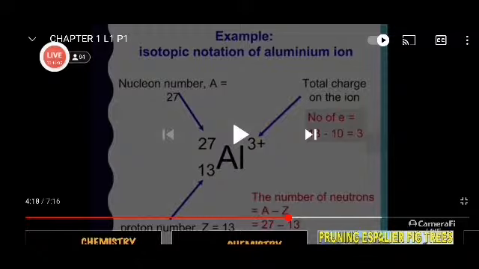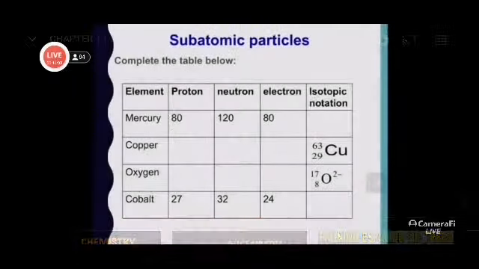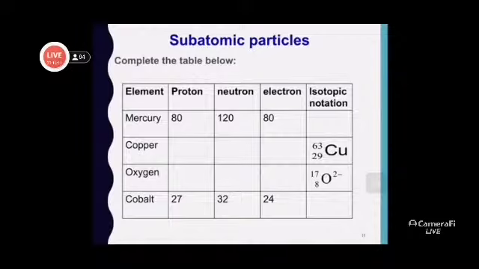Alright. Okay. Let's try this example together. Okay. So we have 4 different elements. Let's look at the first one. So for mercury, the proton number is 80. The number of neutron is 120 and the number of electron is 80. So let's write the isotopic notation. So the symbol for mercury is Hg. The proton number on the bottom left hand side, and on top left hand side write the nucleon number. So 120 plus 80 is 200.